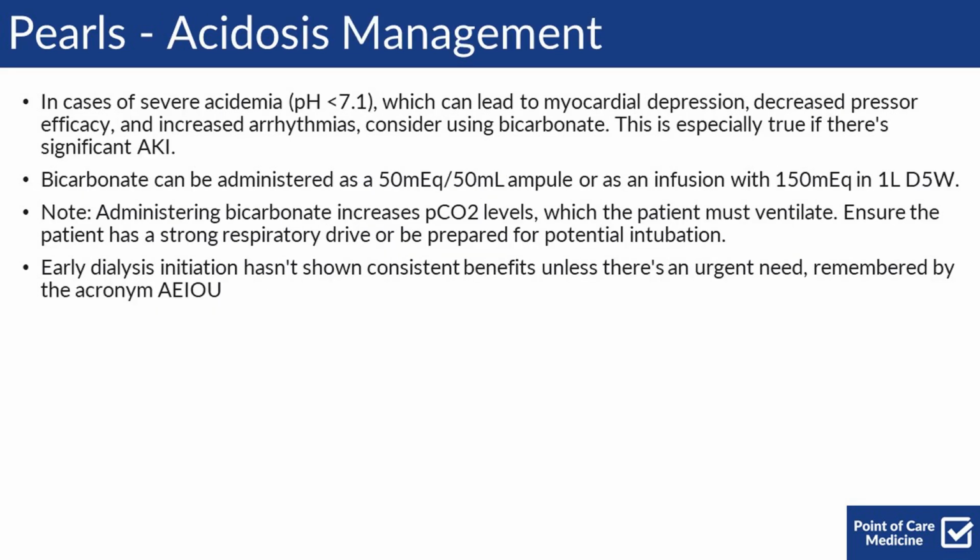For pearls related to acidosis management, in cases of severe acidemia with a pH less than 7.1, which can lead to myocardial depression, decreased pressor efficacy, and increased arrhythmias, you can consider using bicarbonate. This is especially true if there's significant AKI. Bicarbonate can be administered as a 50 mL equivalent per 50 mL ampule or as an infusion with 150 mL equivalents in 1 liter of D5W.